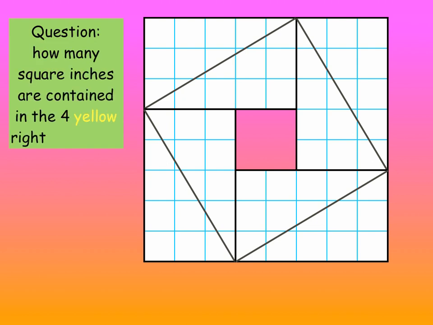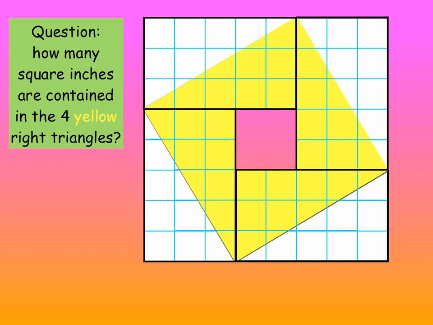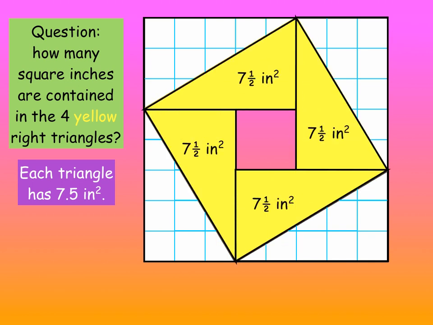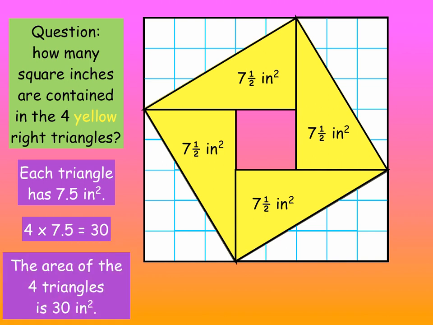How many square inches are contained in the 4 yellow right triangles? Well, each triangle has 7.5 inches, or 7 5/10. And 4 times that, if you do all 4 of them, that makes 30. So the area of the 4 triangles is 30 square inches altogether.